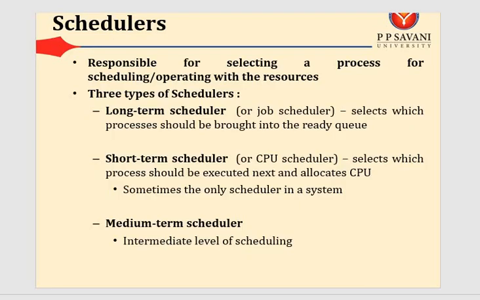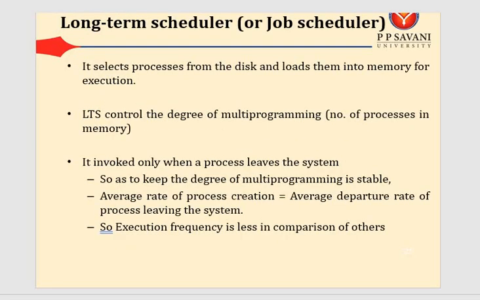Let's first start with the long term scheduler, known as the job scheduler. It selects the processes from the disk and loads them into memory for execution. The short name for long term scheduler is LTS. It controls the degree of multi-programming, that means the number of processes in memory. It is invoked only when a process leaves the system.